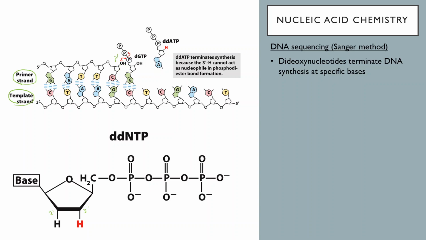It will form a phosphodiester bridge between the C and the G. And then if it gets to a T, it will try to grab a deoxy ATP. So if it finds a deoxy ATP, it will add it, and then it'll just keep going. But if dideoxy ATP is present, it will grab it.